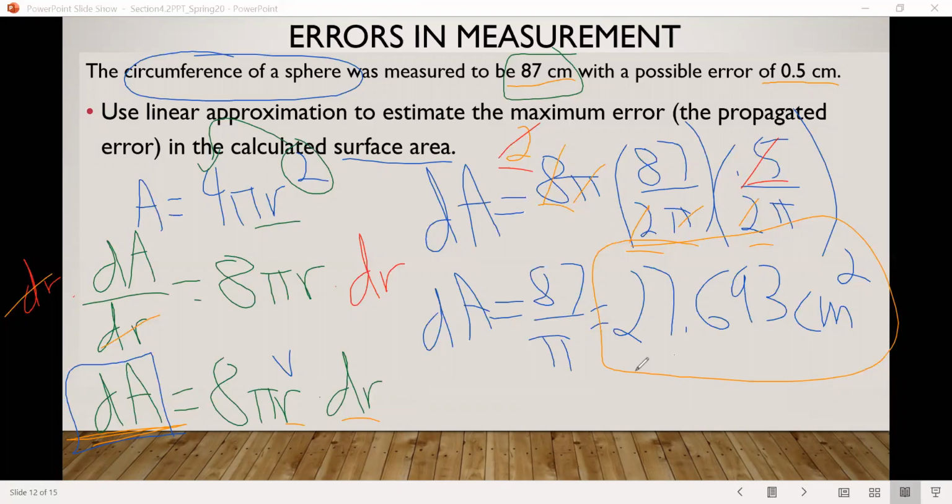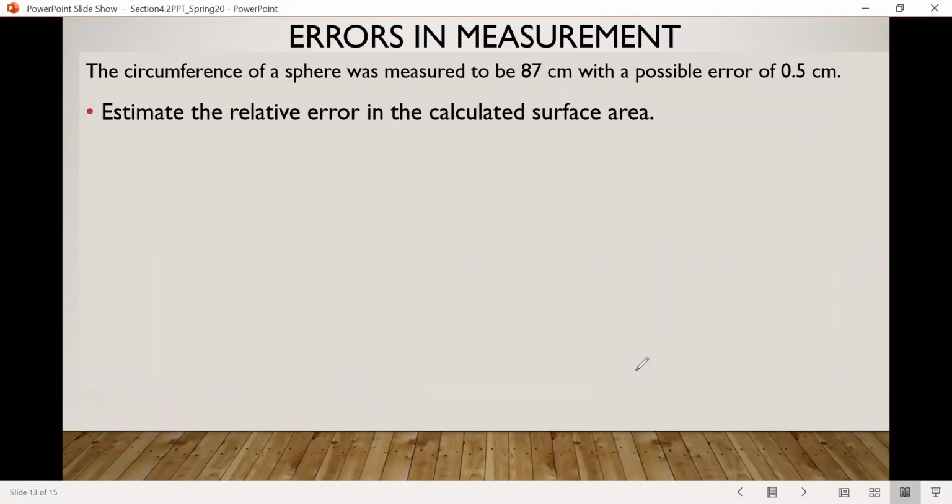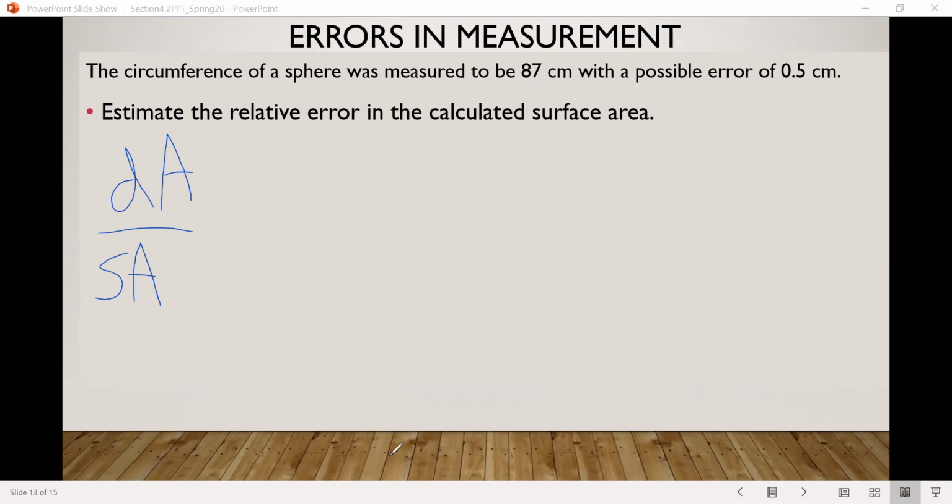All right, one more thing on this is what is called relative error. Sometimes this is called percentage error. And this is kind of like how does that error relate to the actual calculated surface area? So the formula we're going to use for this is dA divided by the actual surface area, or the calculated surface area.